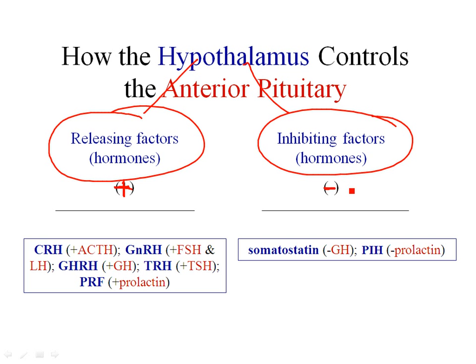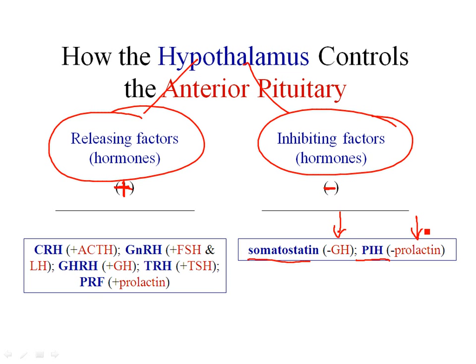So let's look at the inhibiting hormones first. We have somatostatin and prolactin inhibiting hormones that are going to come from the hypothalamus, target the pituitary gland, and prevent the pituitary gland from releasing growth hormone or prolactin.